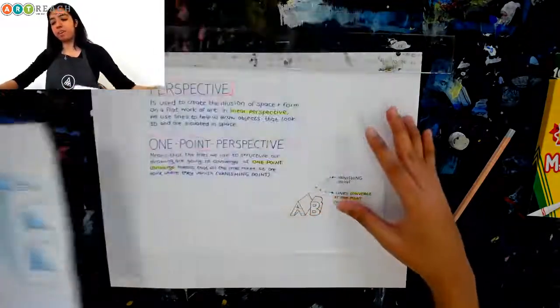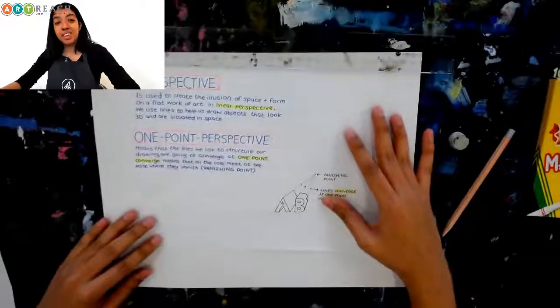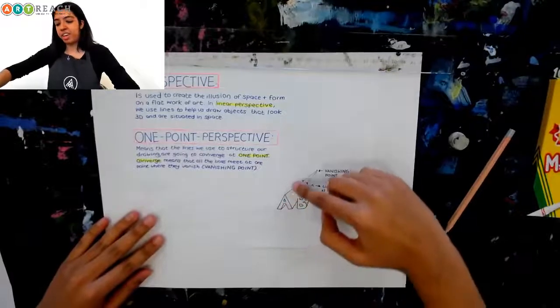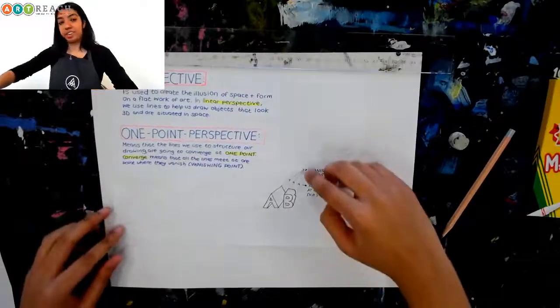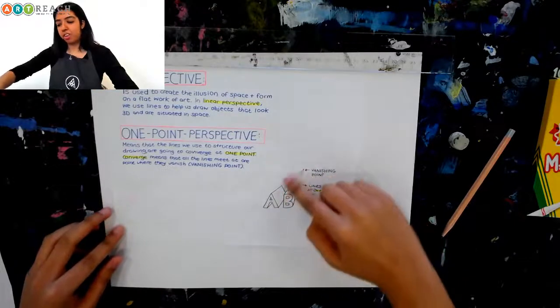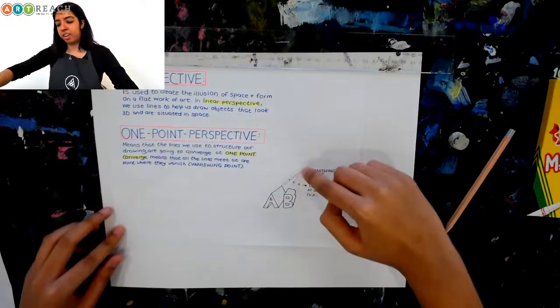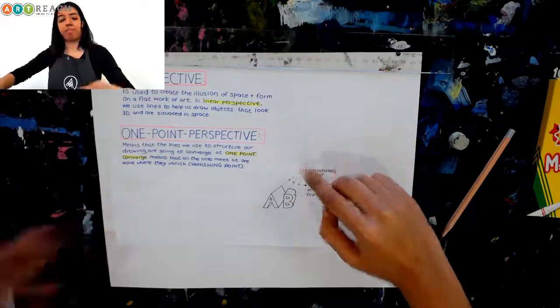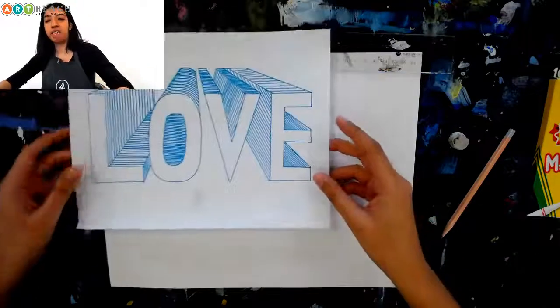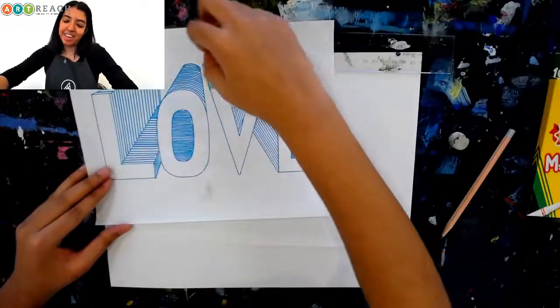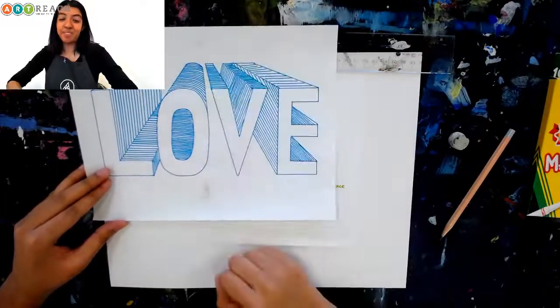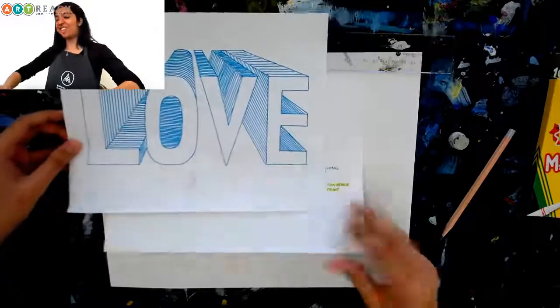So 1-point perspective means that the lines we use to structure our drawing are going to converge at 1 point. So right here, this is my vanishing point. And all the lines from each letter converge at this 1 point. And similarly, right here with my word love, every line leads to a vanishing point that was right here. So we're going to get started.